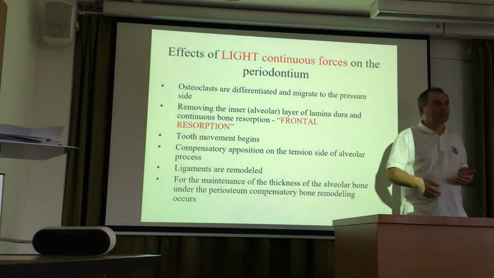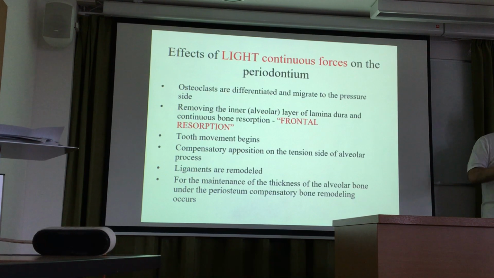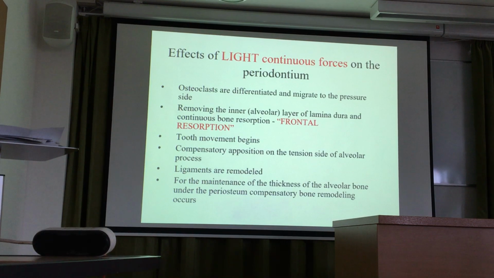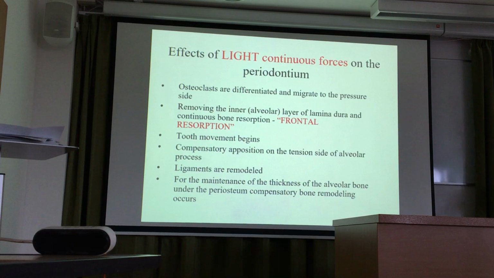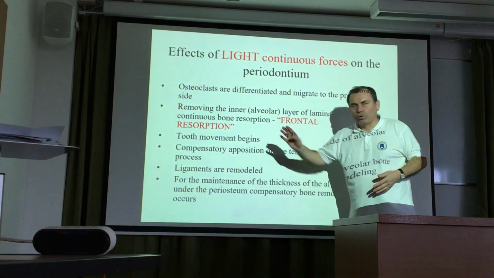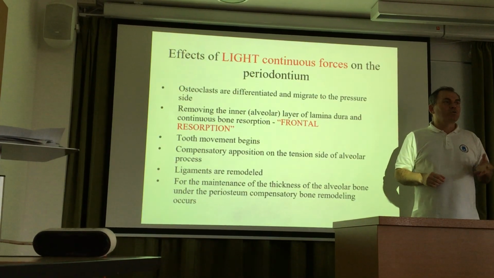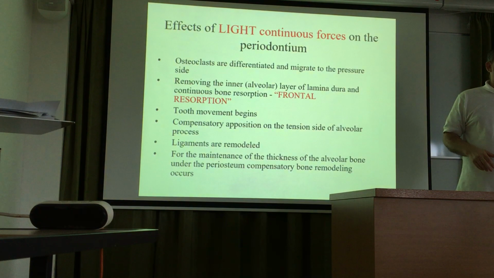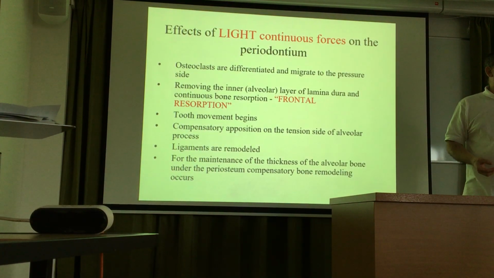And of course, on the other side, on the tension side, new bone is forming to fill the space between the lamina dura and the tooth surface. And meanwhile, the whole periodontal ligament structure is remodeled. So during tooth movement, not just the bone, but the periodontal ligament structures, so cellular and acellular structures, especially the collagen structures, are remodeled.